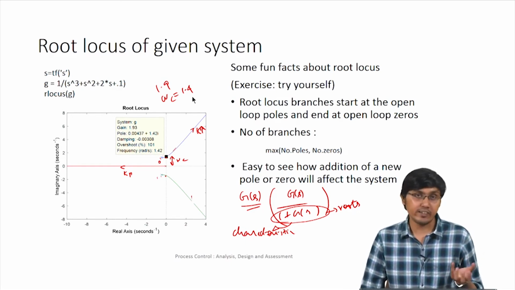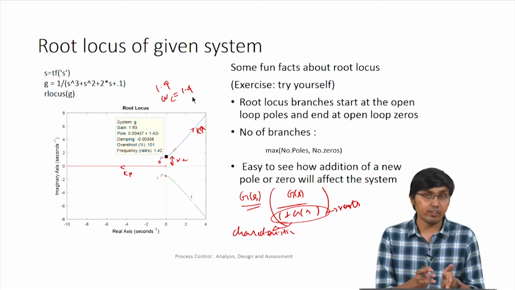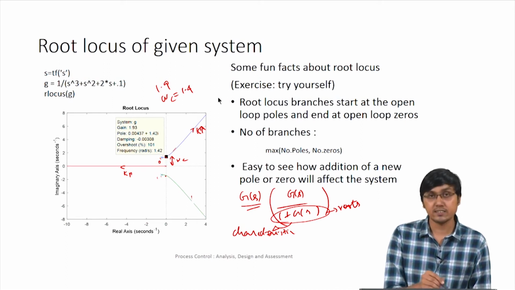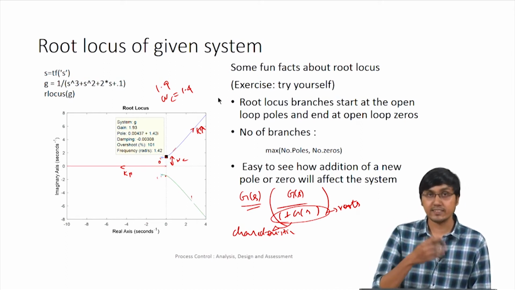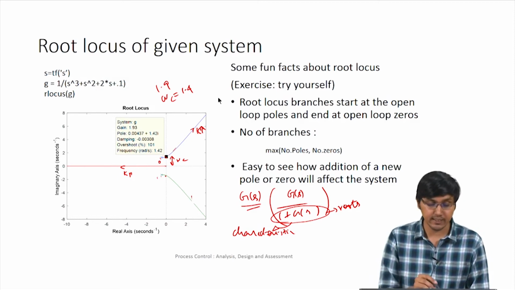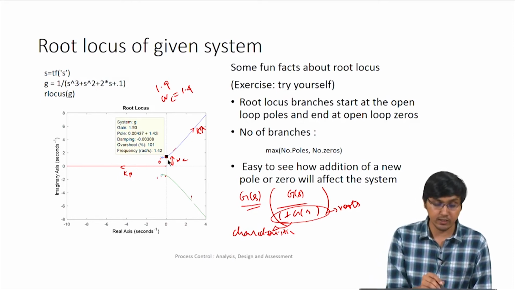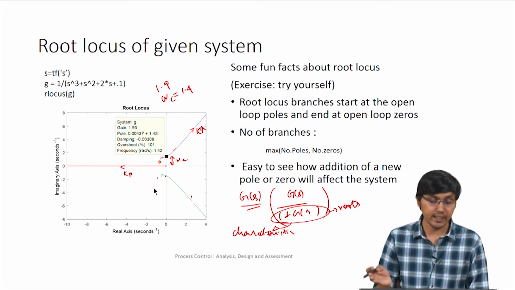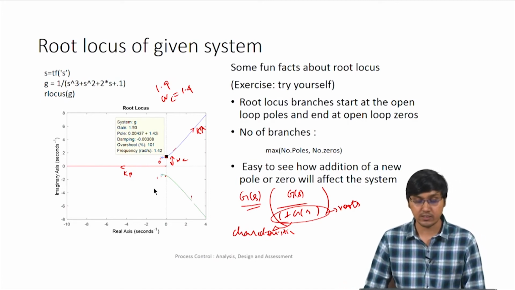One is the frequency at which the poles are crossing the imaginary axis, which is the y value at which it crosses the imaginary axis, and then the gain at which it is going to go from the left of the S-plane to the right of the S-plane. So, this is a root locus.